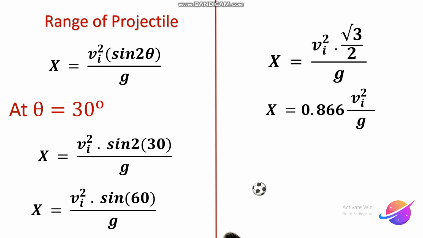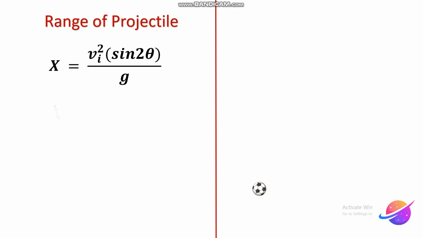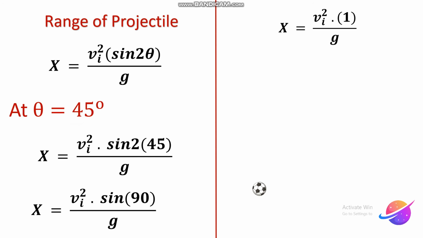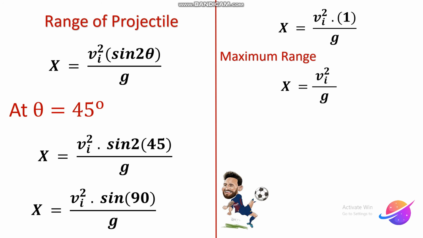We know that it is less than 1, okay? And at theta is equal to 45, you multiply it by 2 and it becomes 90. The sine has a maximum value at 90, so sine 90 is equal to 1. So we get the maximum range at theta equal to 45 degrees.